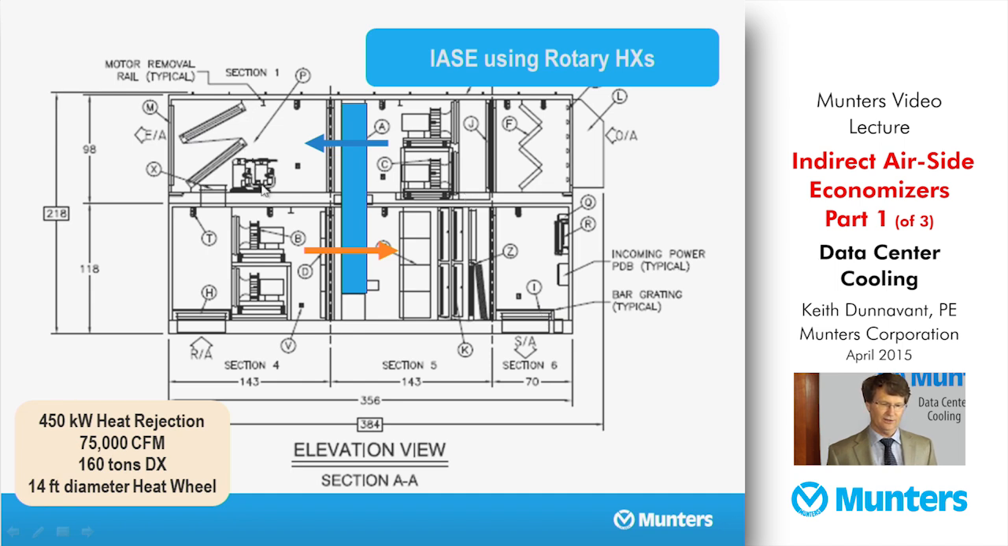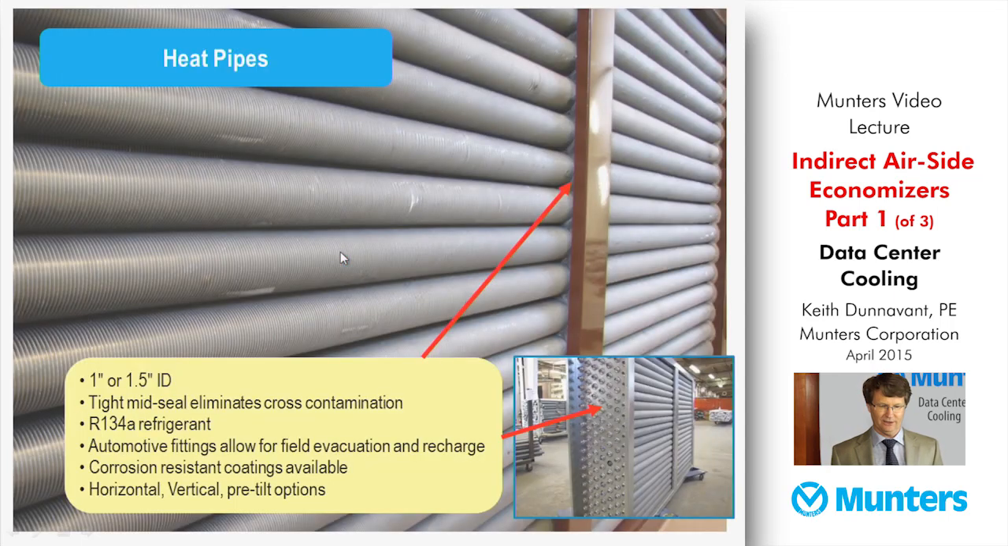Here's your condenser coils and compressor set. Now you've got hot air being exhausted out onto the roof of the data center. Again, this particular unit had a 14-foot diameter heat wheel. Next, we have heat pipes. Munters makes these of various diameters, 1 inch or 1.5 inch diameter. They are extruded aluminum construction. They can be coated with various corrosion inhibitors.